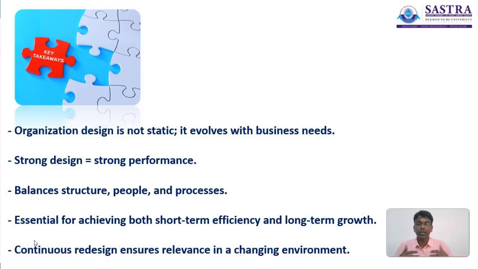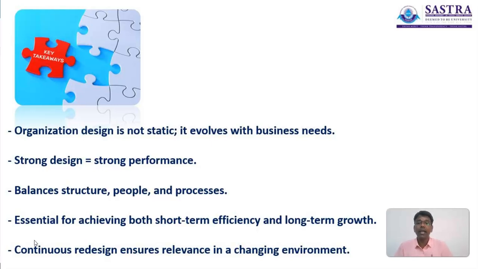A key takeaway is that strong design leads to strong performance. Organizations with a clear structure, defined roles, and efficient processes consistently outperform those with ambiguity. Say, for example, companies like Amazon use a highly structured operational system to ensure speed, accuracy, and customer satisfaction. So these things will definitely yield more stakeholders, more clients and customers at par with the competition prevailing in the market.